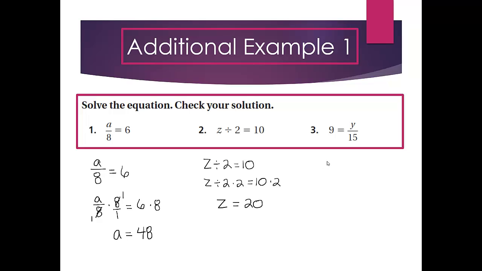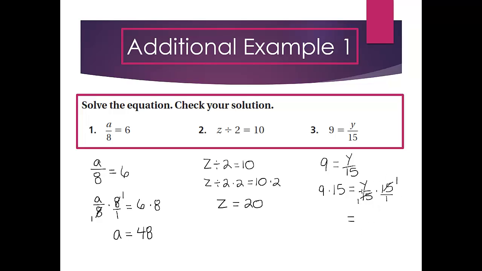And for number 3, I have 9 equals y divided by 15. I am dividing by 15 in my problem, so the opposite would be to multiply by 15. So I'm going to have 9 times 15, and that would be equal to y divided by 15 times 15. I have to multiply both sides by 15. On the right-hand side, this could be 15 over 1, and then you can see that you can simplify 15 and 15 by dividing by 15, so they would each then end up being 1.